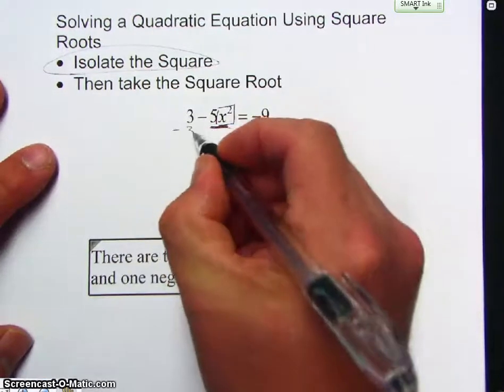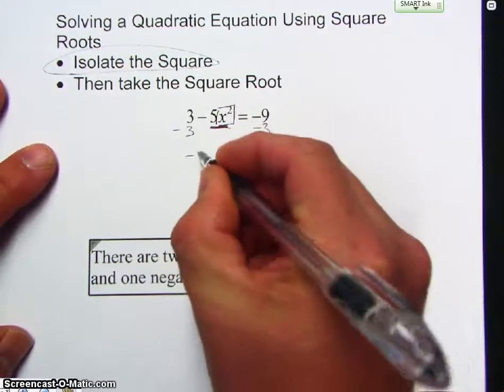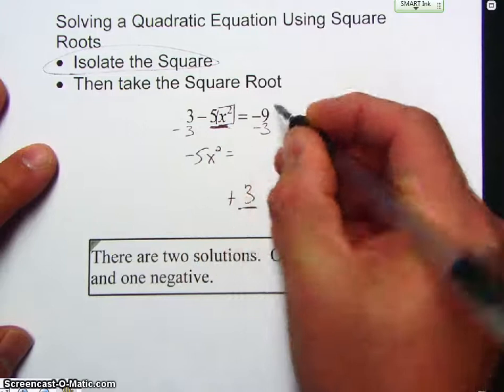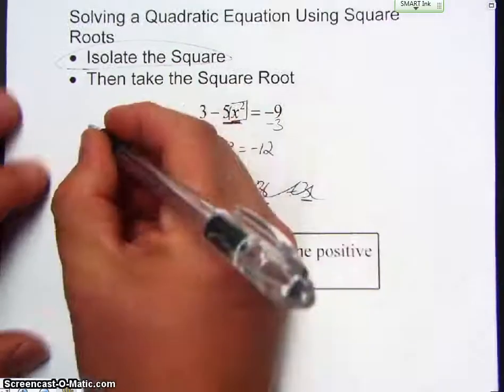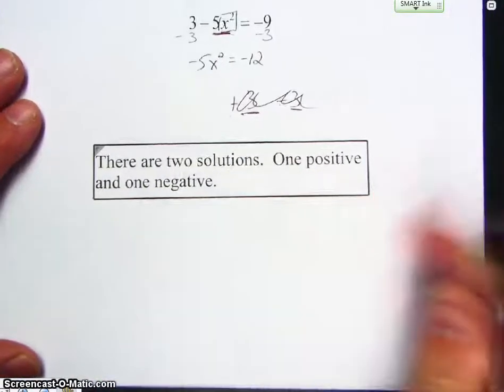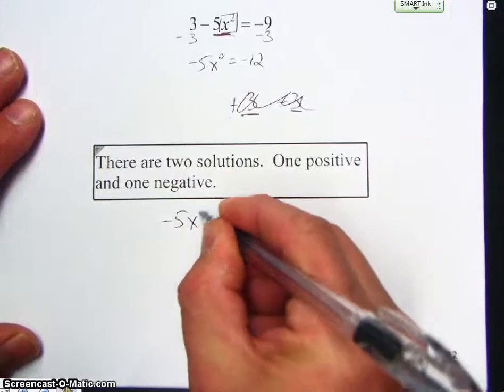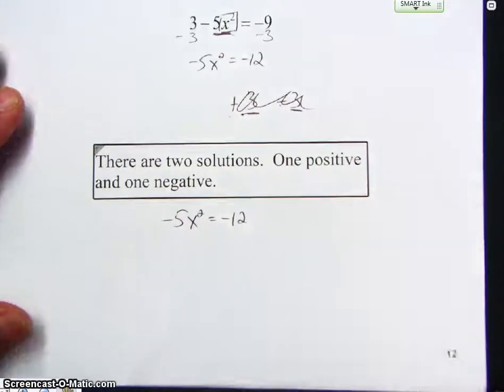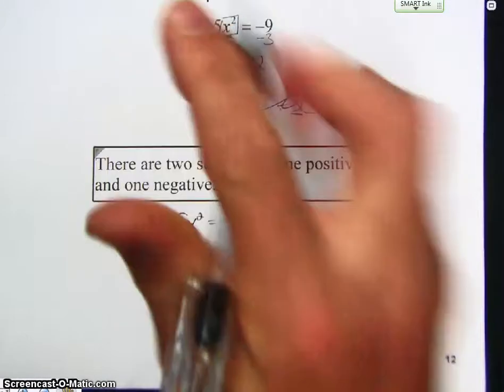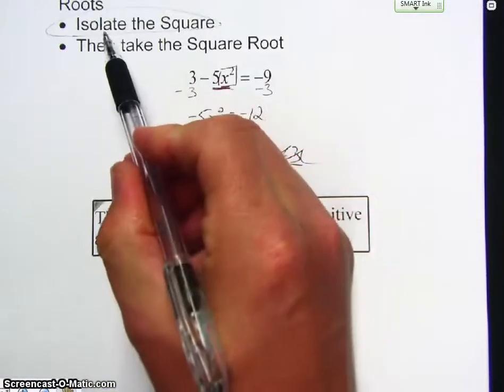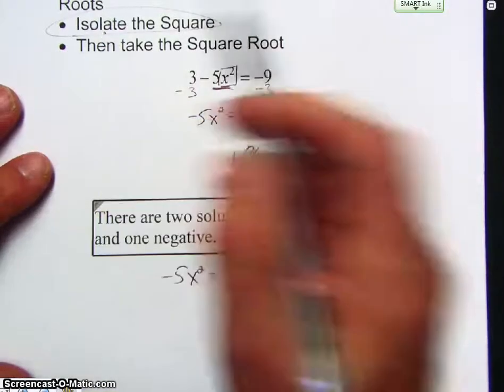So that means I've got to subtract 3 from both sides. That gives me negative 12. All right, so let me write this down here. Negative 5x squared equals negative 12. I'm still isolating the square. I just did one step.